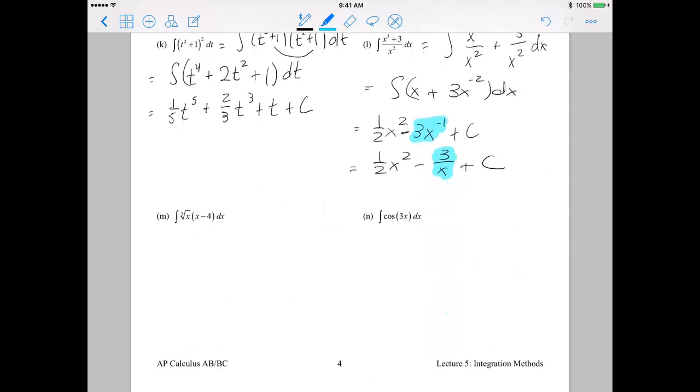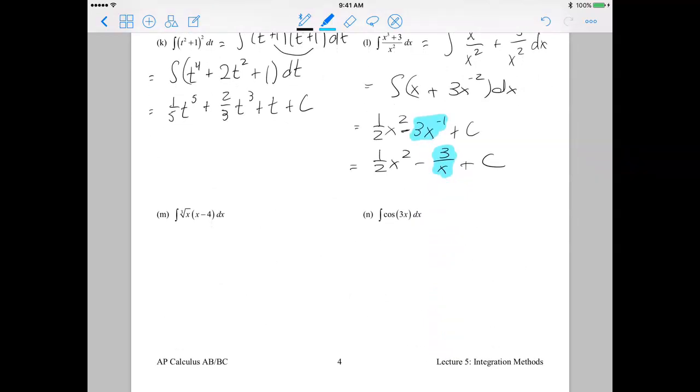Okay, examples M and N. So in example M, we're going to have to distribute that cube root of x before we get going, because we cannot take the integral of a product. We'll actually learn in BC how to take the integral of a product, but that is not this type of problem. So the first thing I'm going to do is distribute the x to the 1/3 power. So I know I can think of this as being x to the 1/3. When I distribute that x to the 1/3 with that x to the first, I'm going to add their exponents. And so if I add 1/3 and 1, I'm going to get 4/3.